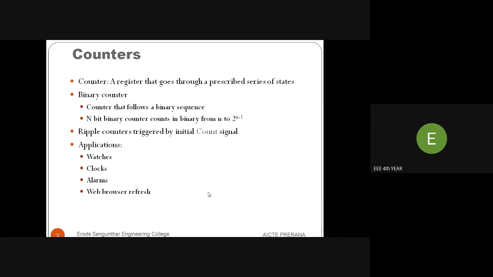Applications of counters: watches, clocks, alarms, web browser refresh. After reaching a certain number of clock pulses, it goes to the next state. Likewise, in a web browser refresh, it is waiting for some particular time. It counts for some particular time, then it goes to an off state or idle state.